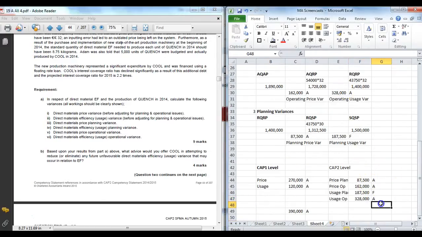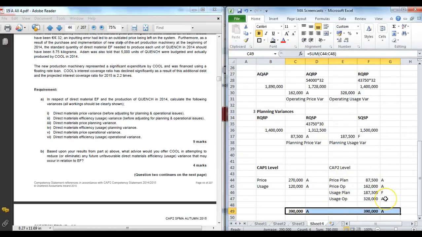And the key insight to note here is if you add them up, so 187.5 plus 162 plus 328, and you take away the favorable one because that will obviously reduce it, you still get back to 390,000 adverse. So that's an important insight when you're looking at planning and operating variances: the overall variance does not change. What changes is how you slice that variance, so slice and dice it to show what it is and how you interpret it. The total material variance does not change, it will always be 390, but how you interpret the variances and how you split them will change.